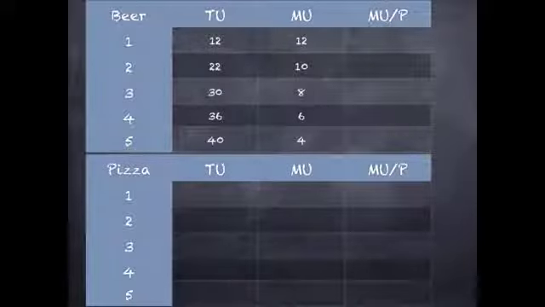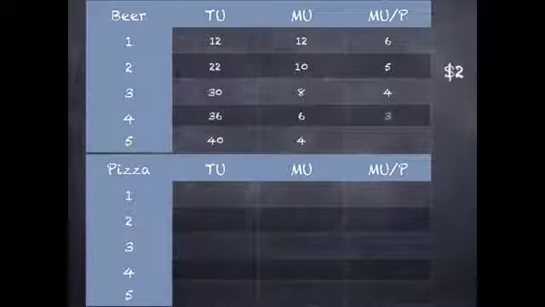When we're doing utility maximization, what we want to do is look at the marginal utility per dollar spent on that particular item. So all we're going to do is take the marginal utility column and divide by the price of that product. If beer is equal to $2, we take the marginal utility column and divide by the price of beer, which is equal to 2. So 12 divided by 2 is equal to 6. 10 divided by 2 is equal to 5. 8 divided by 2 is equal to 4. And we keep doing that for that entire column. So that gives us the information.